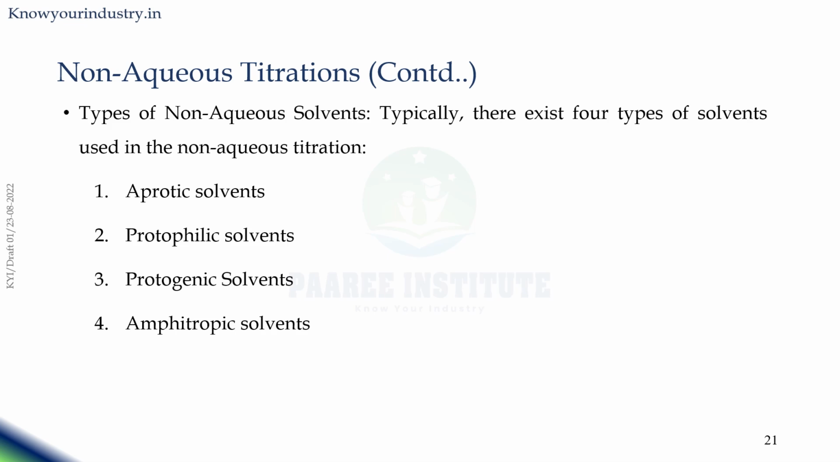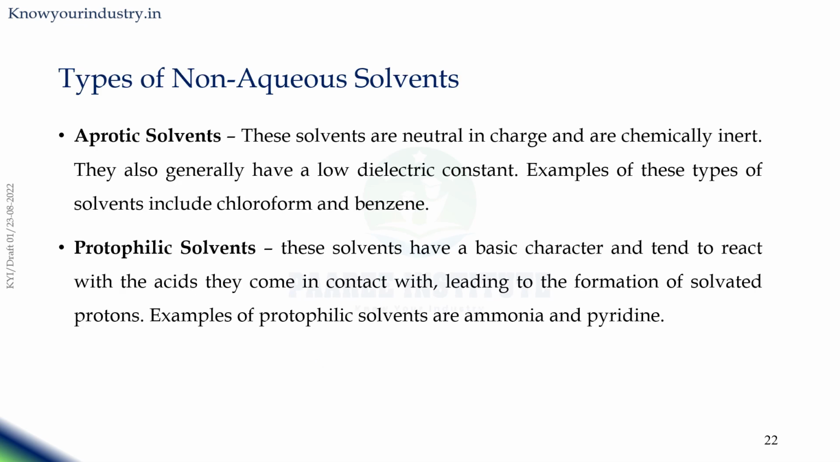Various types of non-aqueous solvents can be used for the purpose of non-aqueous titrations. Those include aprotic solvents, protophilic solvents, protogenic solvents, and amphiprotic solvents. What are aprotic solvents? These solvents are neutral in charge and are chemically inert. They also generally have a low dielectric constant. Examples are chloroform and benzene.